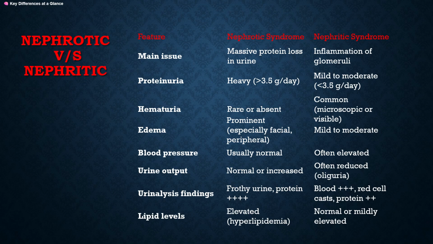Edema is especially facial and peripheral. Blood pressure is usually normal, urine output normal or increased. Urine analysis findings are frothy urine, protein passing through the urine, and elevated lipid levels, that is hyperlipidemia. On the other hand, in nephritic syndrome, edema is mild to moderate, blood pressure is often elevated, urine output is often reduced, that is called oliguria, and urine analysis findings are hematuria, blood cell casts, and comparatively less protein in urine, and lipid levels are normal or mildly elevated.